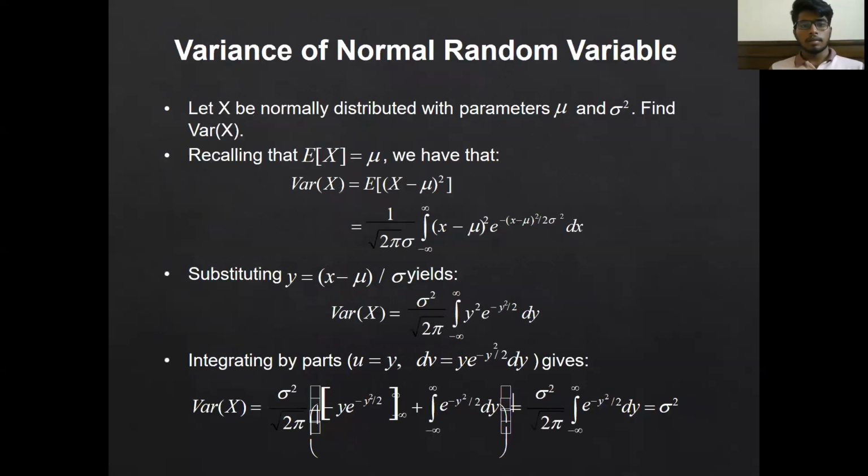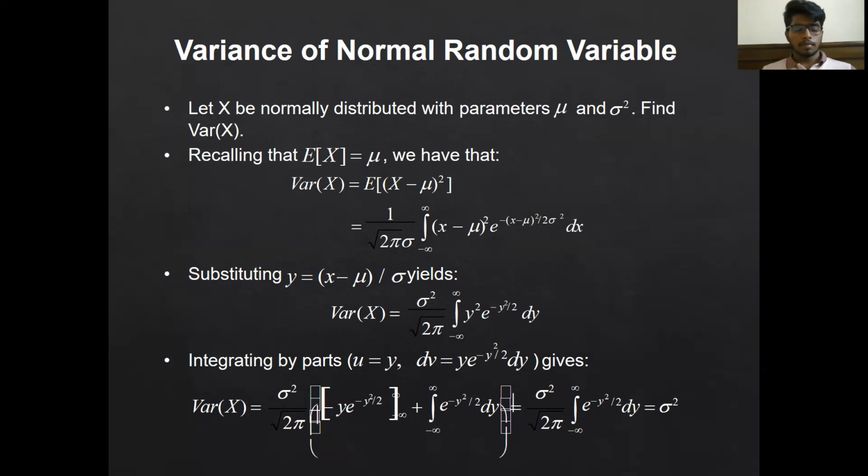Variance of a normal random variable. Let X be normally distributed with parameters mu and sigma squared. Find Var(X). Recalling that E[X] equals mu, we have that Var(X) equals E[(X minus mu) squared], which equals 1 over root 2 pi sigma times the integral from minus infinity to infinity of (x minus mu) squared e to the power minus (x minus mu) squared over 2 sigma squared dx. Substituting y equals x minus mu yields Var(X) equals sigma squared over root 2 pi times the integral from minus infinity to infinity of y squared e to the power minus y squared over 2 dy.